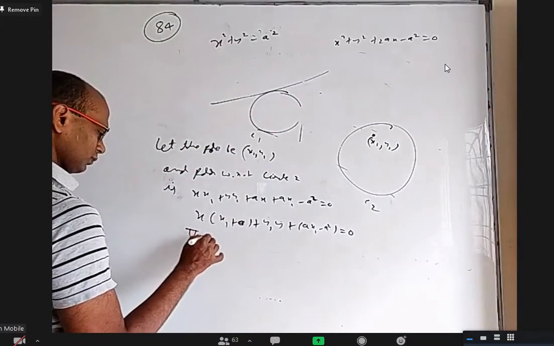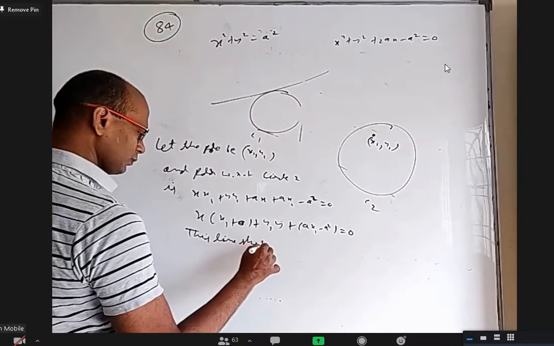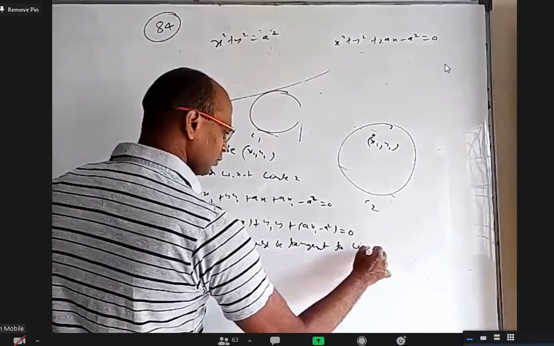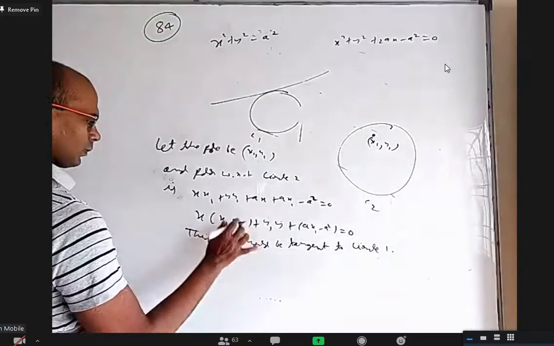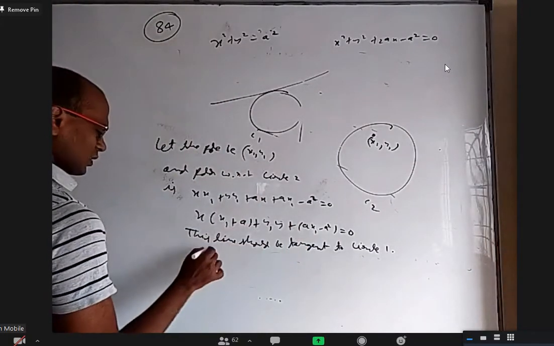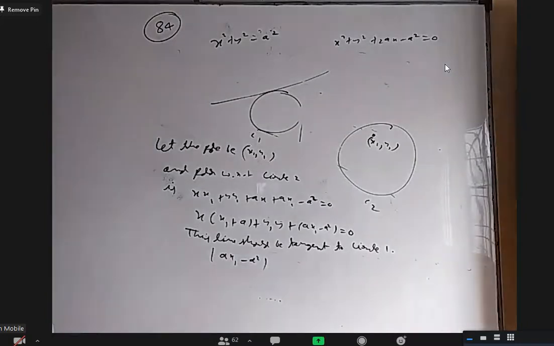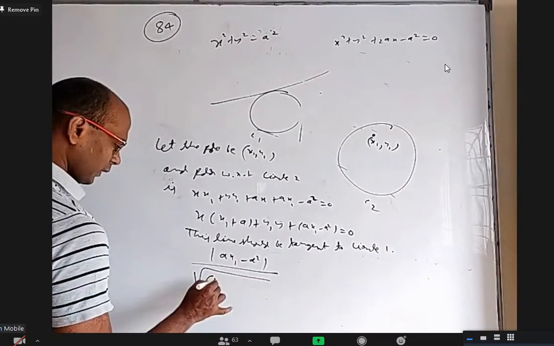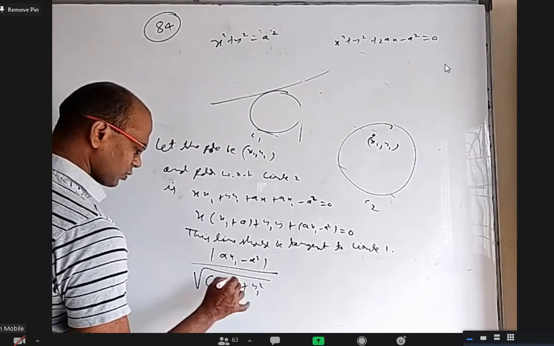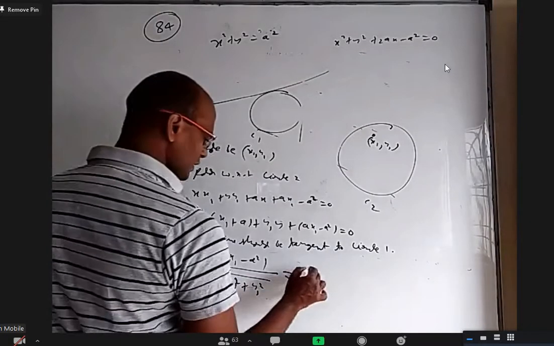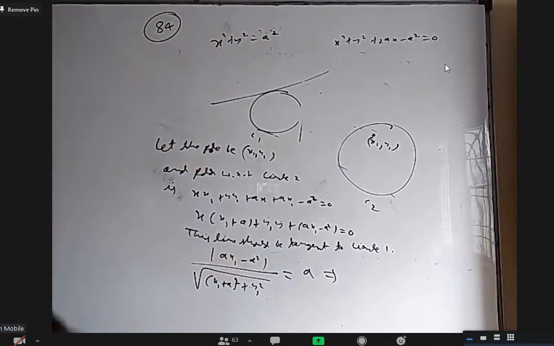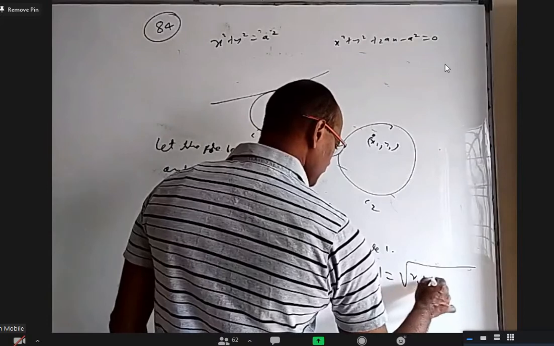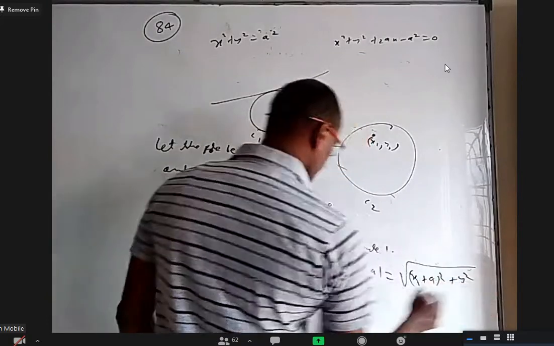Okay, origin is the center. So what is the distance? Mod of ax1 minus a square. From the origin, the distance to a line is mod c by root of a square plus b square. You get the square root of (x1 plus a) whole square plus y1 square. That should be the radius, which is a. I can take a common and cancel here. I will get mod of (x1 minus a) equal to square root of (x1 plus a) whole square plus y1 square.